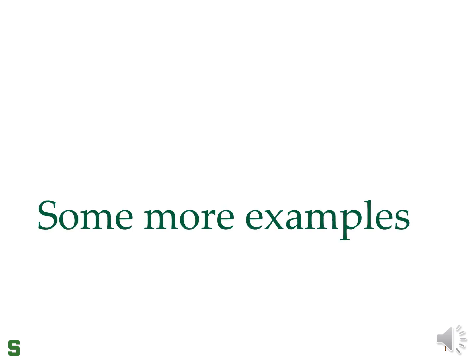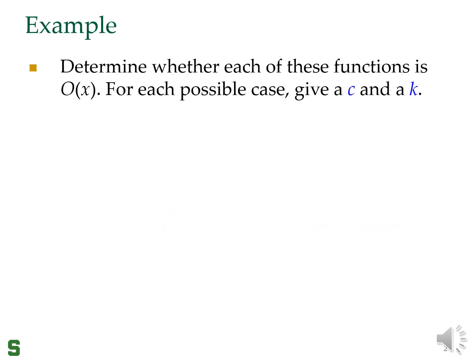We'll look at some more examples of how we compute the big O of different functions. So the goal of this slide is to look at a bunch of functions, and the job is to identify whether these functions are big O of x. If they are big O of x, then identify possible values of c and k. Note that these values may not be unique. You could have more than one value.